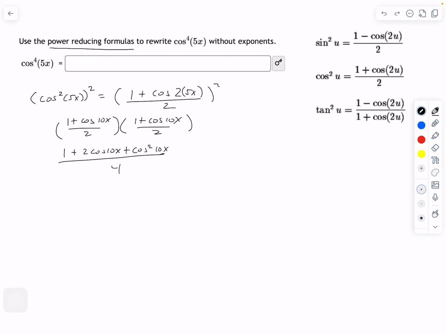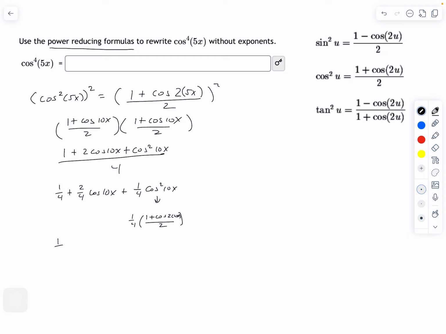So I'm going to actually write this out one more time. Separating the fractions will be 1 over 4 plus 2 over 4 cosine of 10x. And then plus, we'll write this as 1 over 4 cosine squared of 10x. And we're going to change this here with our identity. So it's going to be 1 over 4 parentheses. Remember, we have a cosine squared identity, right? We're going to do that. So it'll be 1 plus cosine of 2 times 10x all over 2.